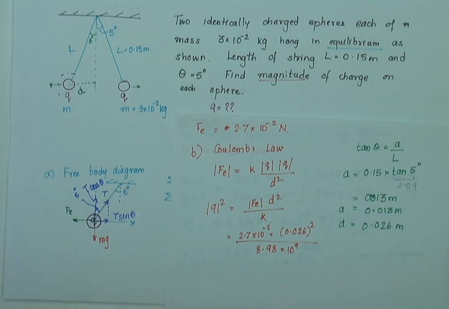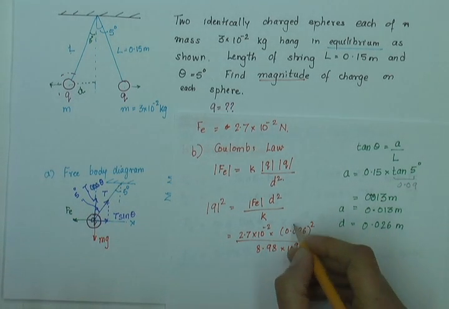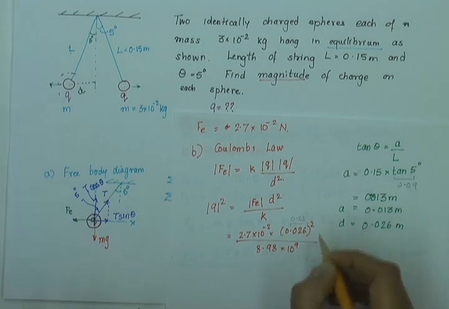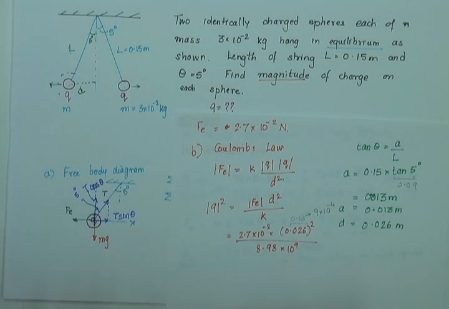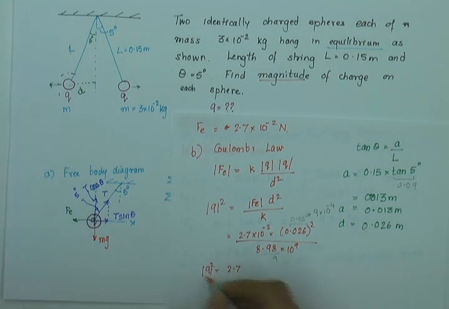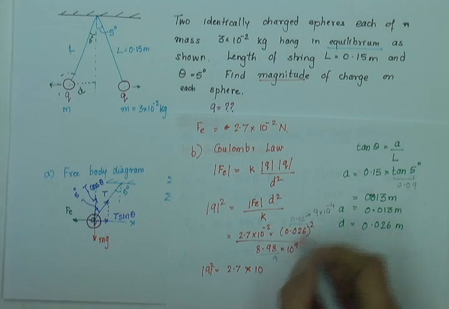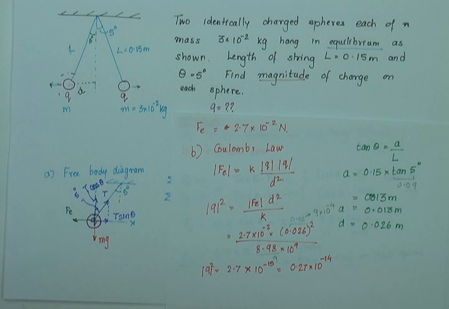And let me see how to solve that. Let me approximate this to 0.03, and 0.03 squared will give me 9 into 10 raised to minus 4. So that is the value of this. And let me call this as 9. So effectively my q squared comes down to 2.7 into 10 raised to minus 4 minus 9, and that gives me minus 15. Or I can write this as 0.27 into 10 raised to minus 14. And that's my q squared.